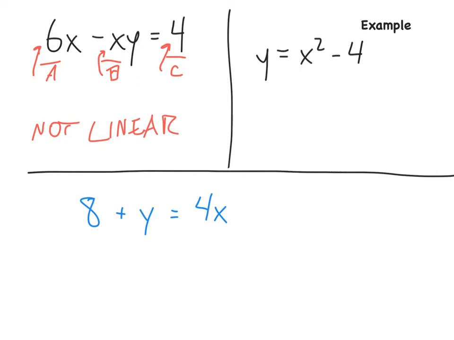Alright, so what I want you to do is to pause the video, try the equation on the right and the equation below, and then unpause the video when you're ready to see what I've done. Alright, so the one on the right, we have y is equal to x squared minus 4. Remember, one of the things that I said on the previous slide is if you have any type of an exponent, it is not linear. So just right off the bat, we have our exponent, which means not linear.